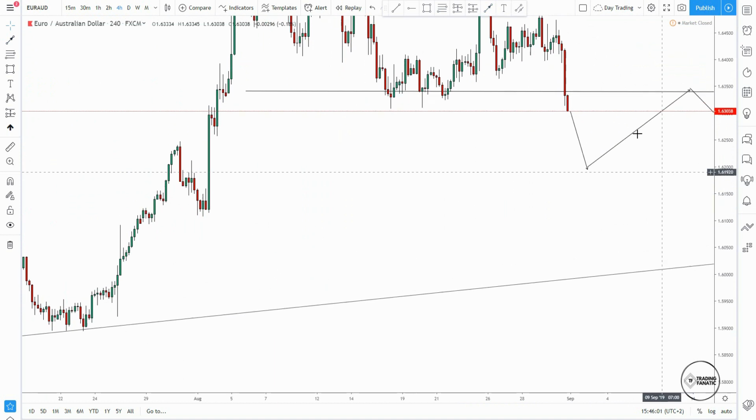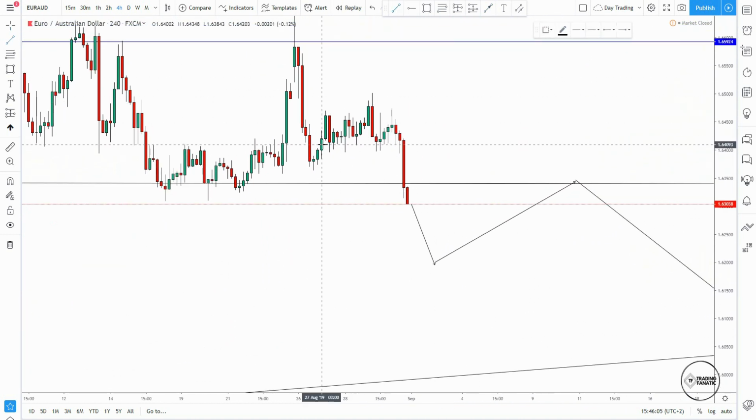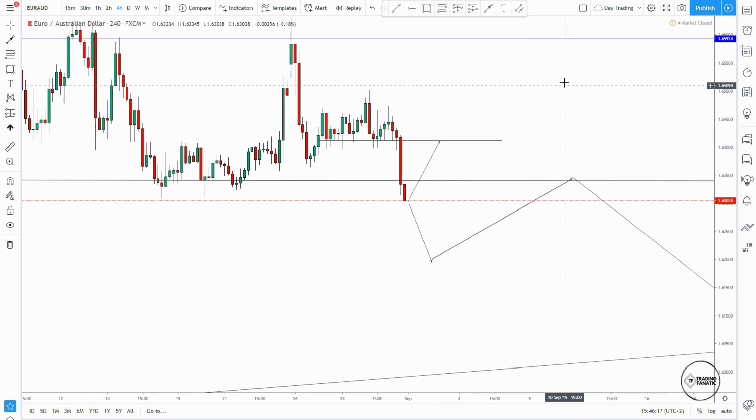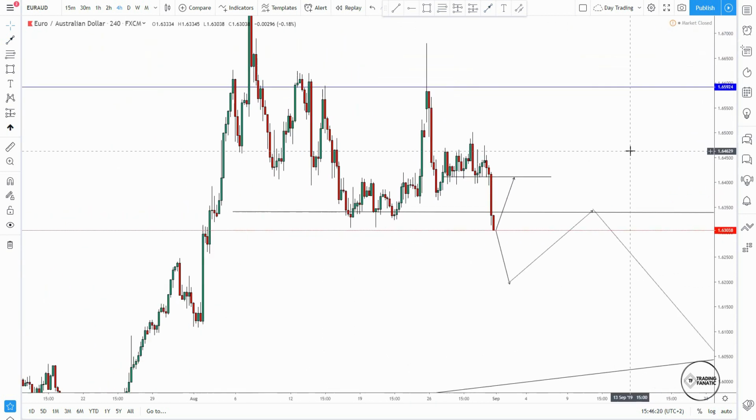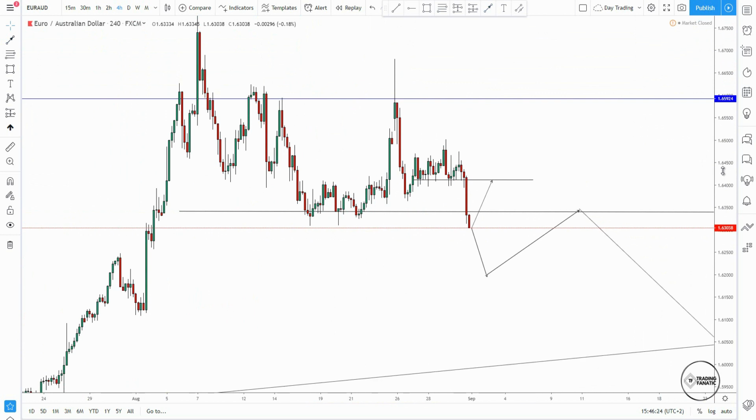Let's have a look at the 4 hourly. Perfect. If price decides to start pushing up, we have this level here. You see support, pullback, break, and if price found support here, we can expect a pullback in and around those areas to go short. So yeah, that's the setup for Euro Aussie, and I'm gonna wrap up this video, guys.